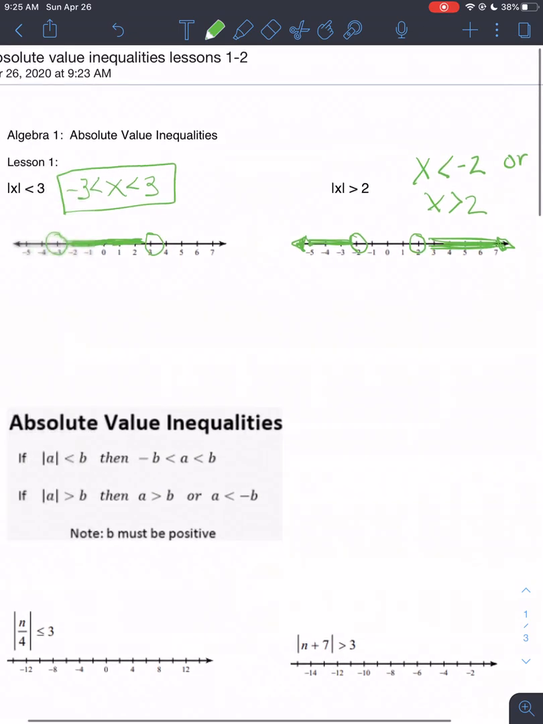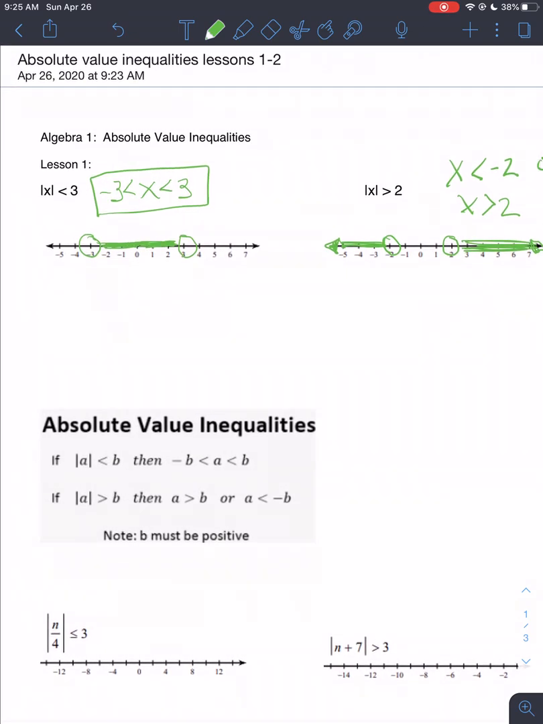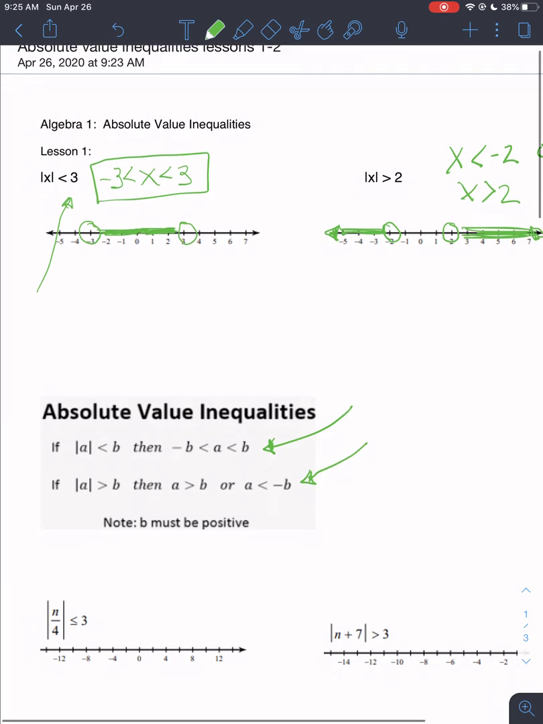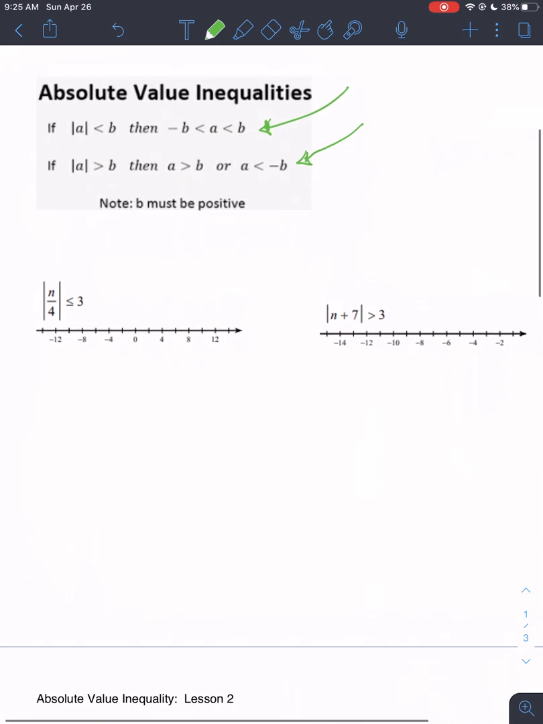So if you see a less than, you know we're going to have an and situation. If you see a greater than, you know it turns out to be an or situation. So what you want to do is drop the absolute value bars like we did before, and you want to do it with a positive 3 in this case. Then you want to flip the sign and do it with a negative.